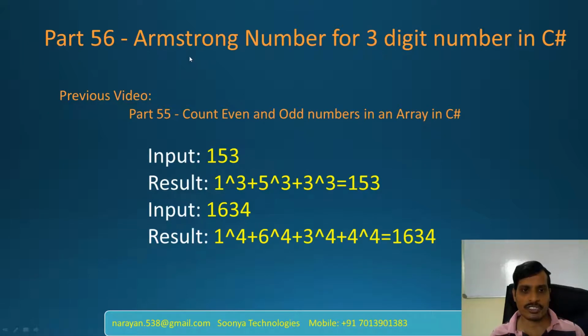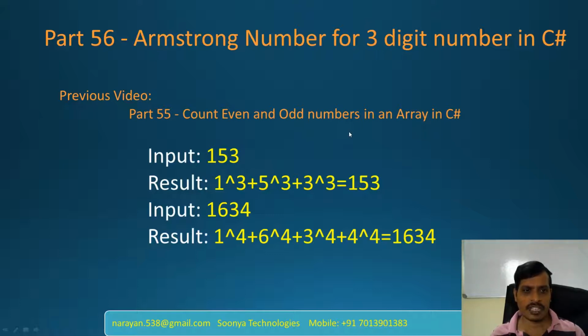Today I am going to discuss Armstrong number for 3-digit number in C#. This is continuation to previous video, part 55, count even and odd numbers in an array in C#. Please go through previous video before going to this video.